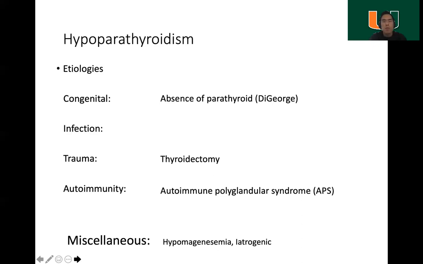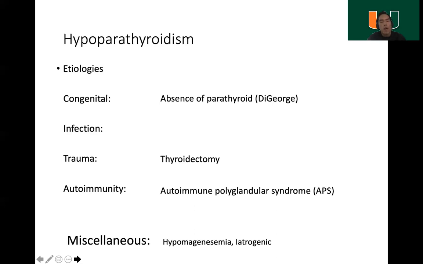There's also a miscellaneous cause: hypomagnesemia. Hypomagnesemia can actually cause a delayed release of PTH. So when you see newborn infants that have hypomagnesemia, they can also have a delayed response in PTH. That's one of the reasons why we always obtain serum magnesium when you see hypocalcemia as well.